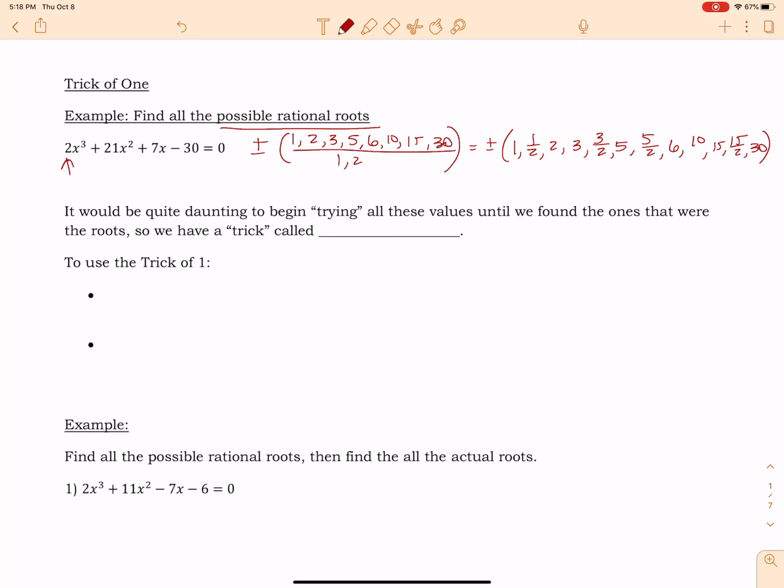So I want you to notice here it would be quite daunting to begin trying all these values until we find the ones that work. So we have a trick called the trick of 1. So we're going to look at that. What does that look like?